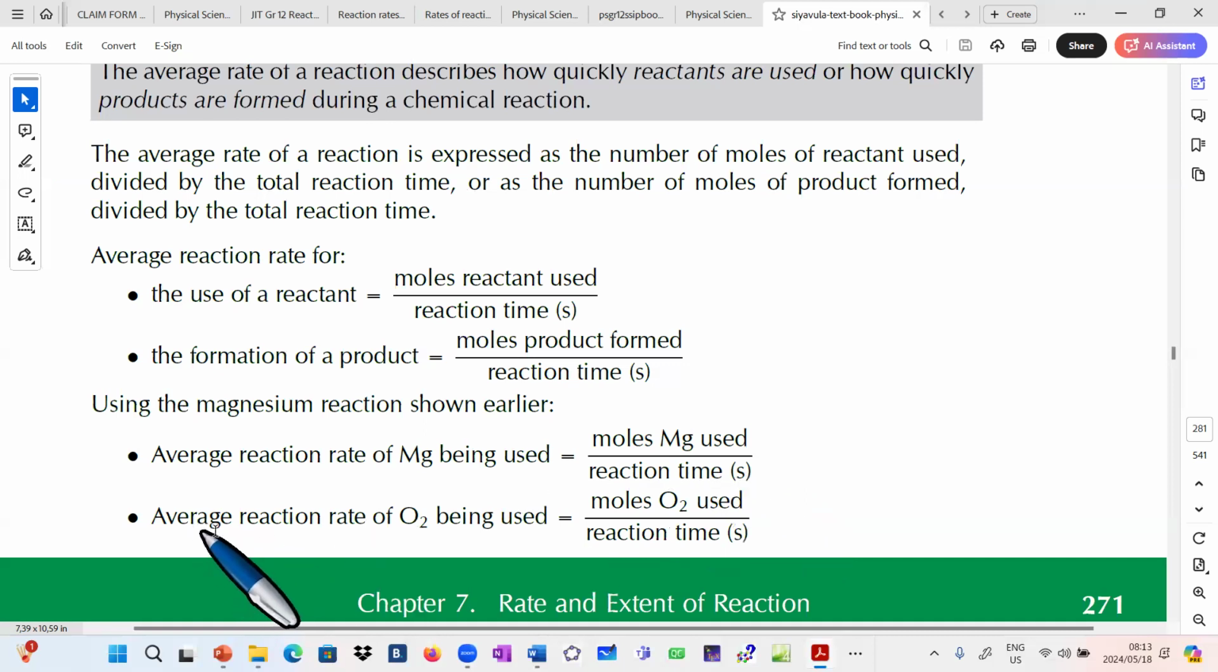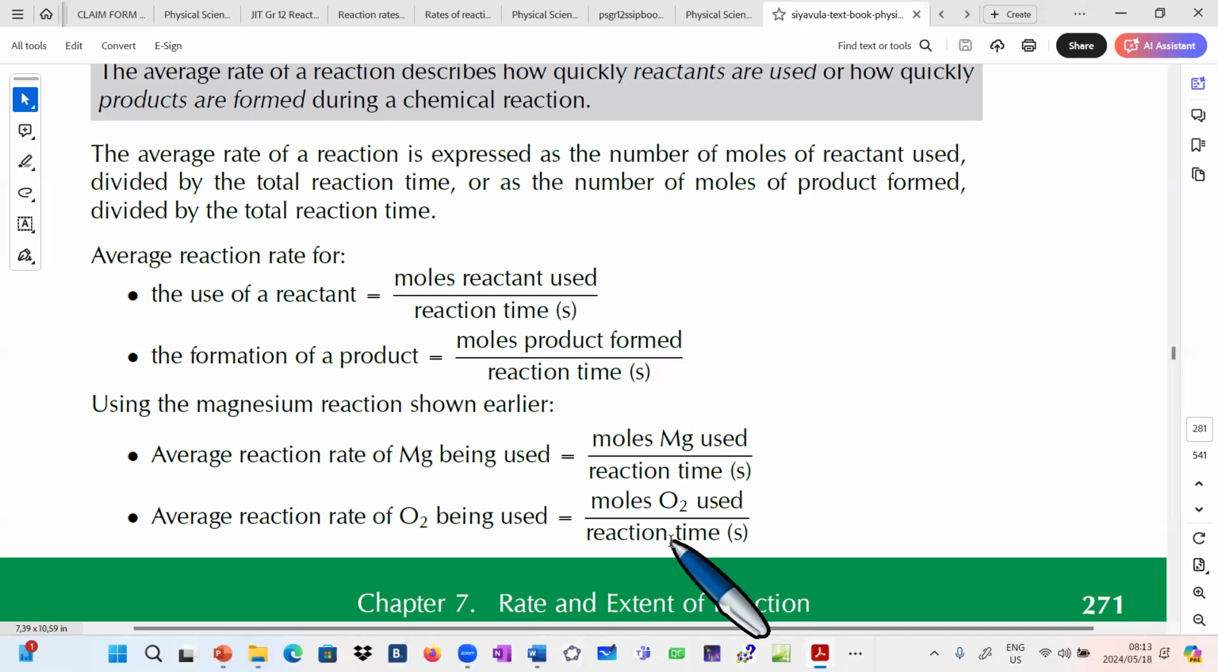And we have the average reaction rate of oxygen being used. So we look at each reactant, because there are two reactants, magnesium and oxygen. We looked at the magnesium being used, and the average reaction rate of oxygen being used is moles of oxygen used divided by the reaction time in seconds.